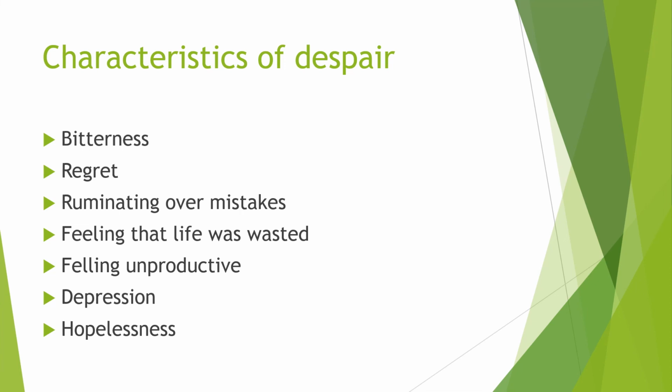Number seven, hopelessness. The integrity versus despair stage begins as the aging adult begins to tackle the problem of his or her mortality. The onset of this stage is often triggered by life events such as retirement, the loss of a spouse, the loss of friends and acquaintances, facing a terminal illness, and other changes to major roles in life.